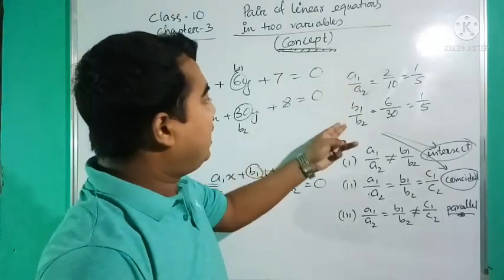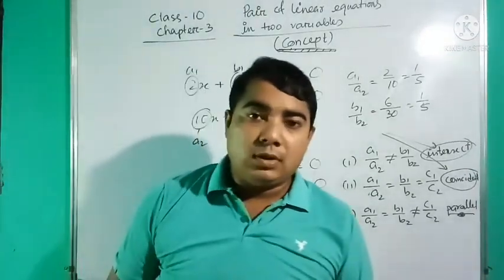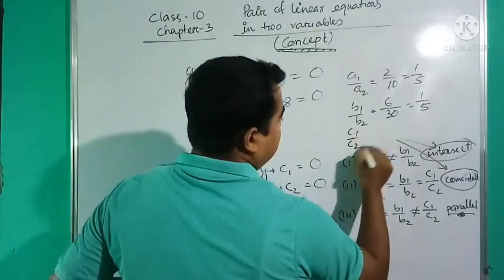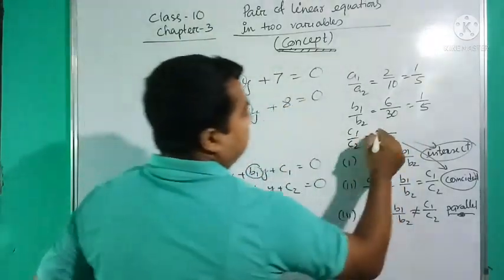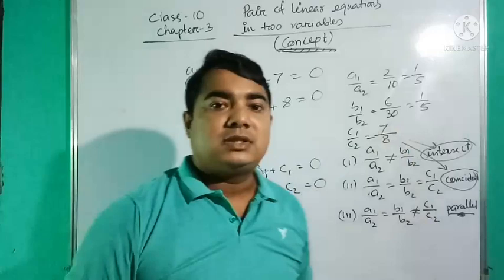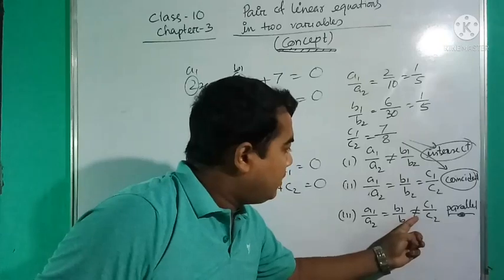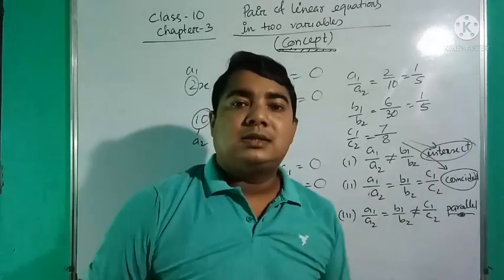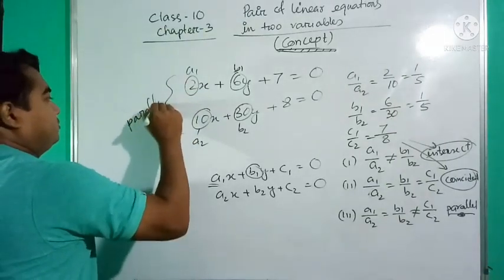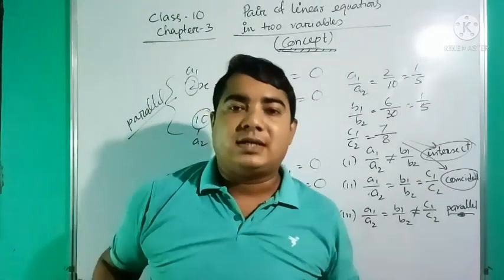Now see, a1 by a2 and b1 by b2, both answers are the same. If a1 by a2 equals b1 by b2, then find c1 by c2. c1 by c2 is 7 by 8. But a1 by a2 equals b1 by b2 and is not equal to c1 by c2. Which condition is satisfied? See, 1, 2, 3. The third condition: a1 by a2 equals b1 by b2 but is not equal to c1 by c2. So the answer is parallel. The given equations are parallel. They have no intersecting point.